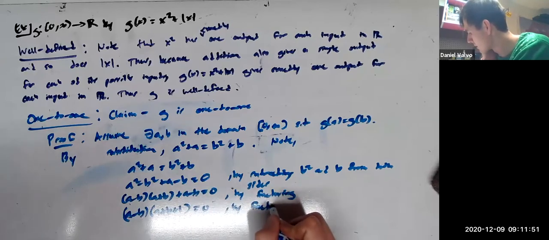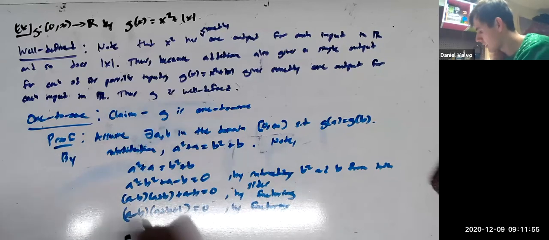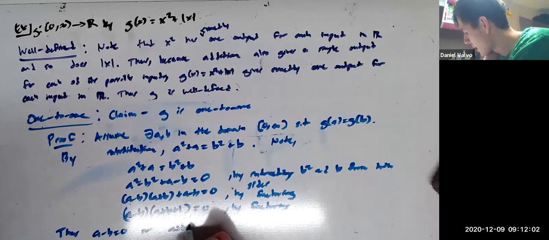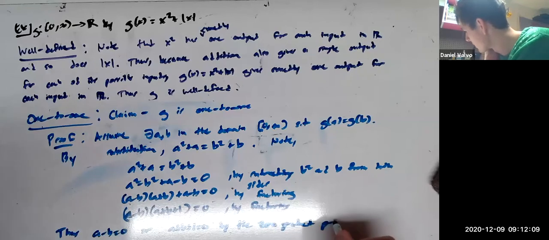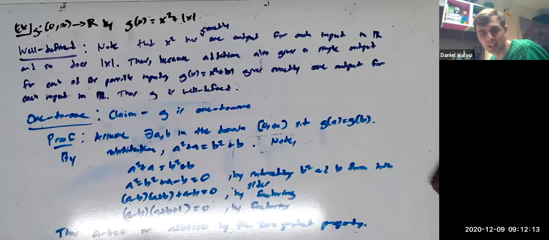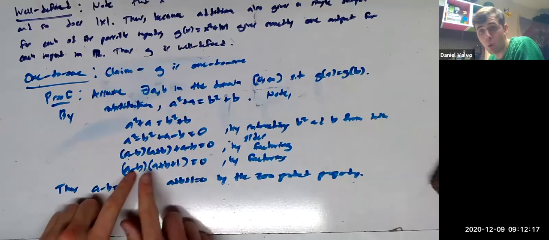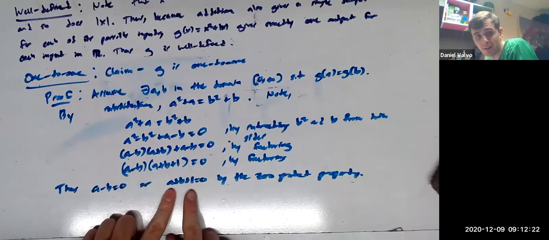Also by factoring. And then, thus, a minus b equals 0, or a plus b plus 1 equals 0 by the zero product property. The zero product property is a thing that says that if two things multiply to equal 0, one of them's got to be 0. So now a minus b equals 0 or a plus b plus 1 equals 0.